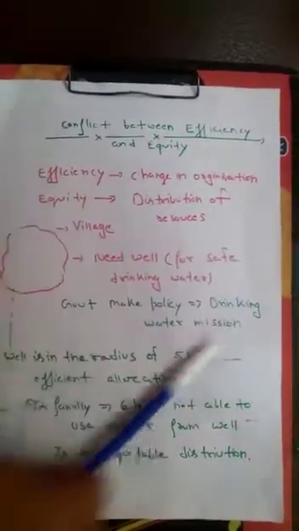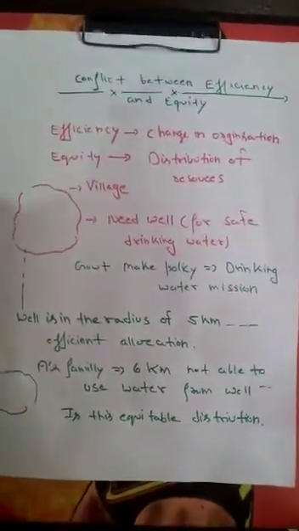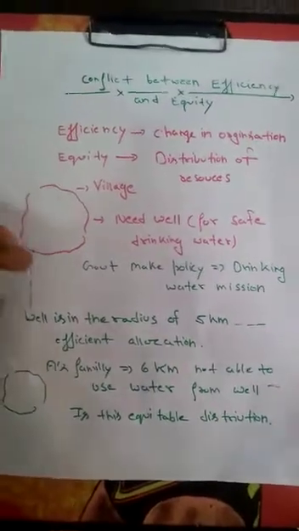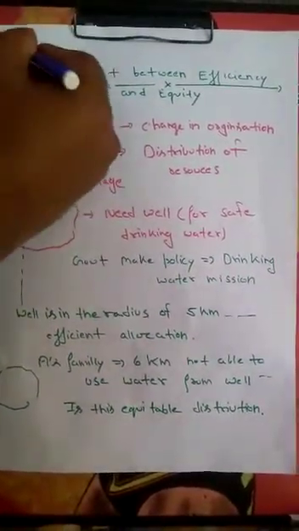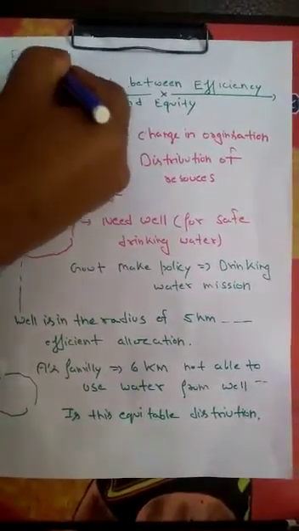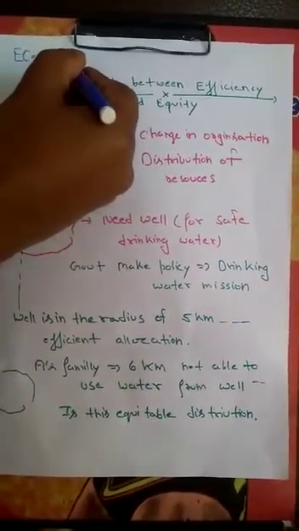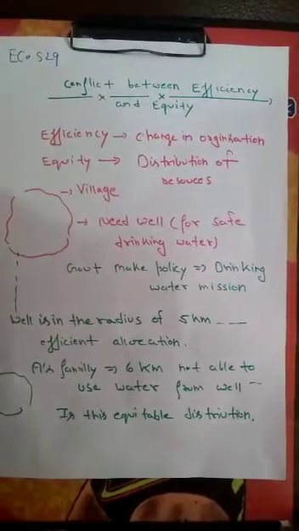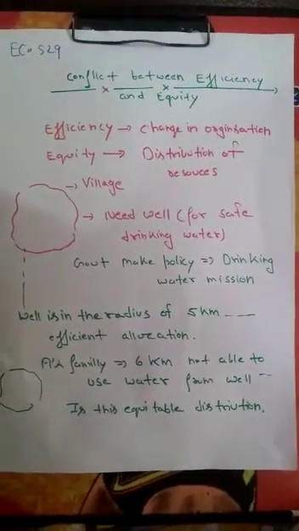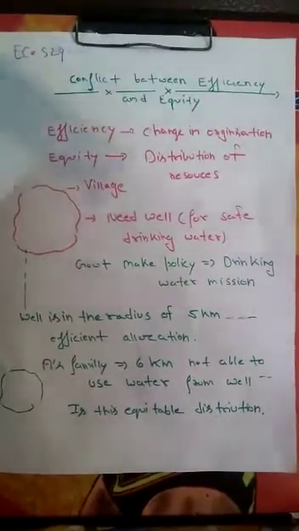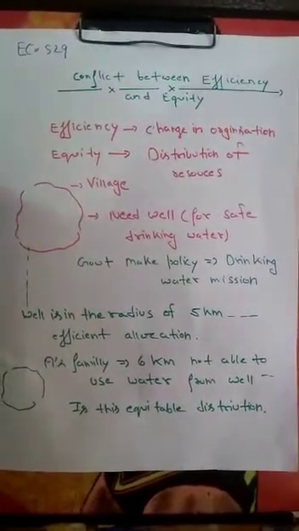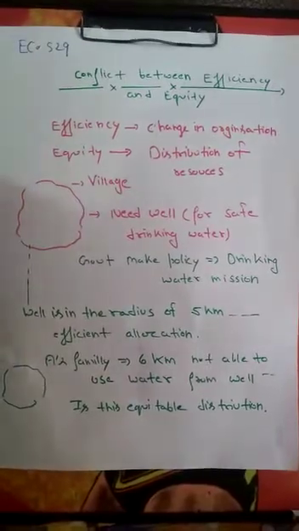Dear students, in continuation of the same, earlier we discussed the macroeconomic concepts. Now today we are going to discuss microeconomics, Eco 5 to 9. A very important concept. We already discussed in the regular classes Pareto optimality and efficiency. But today we are discussing the conflict between efficiency and equity in relation to the policy perspective.